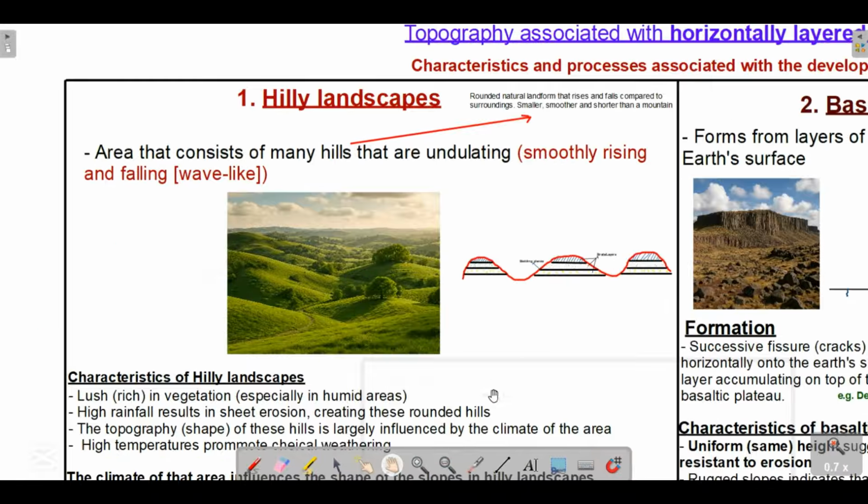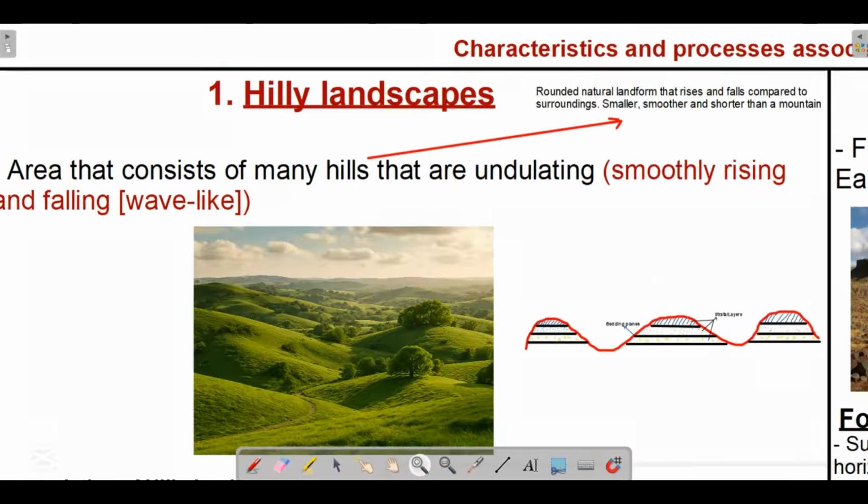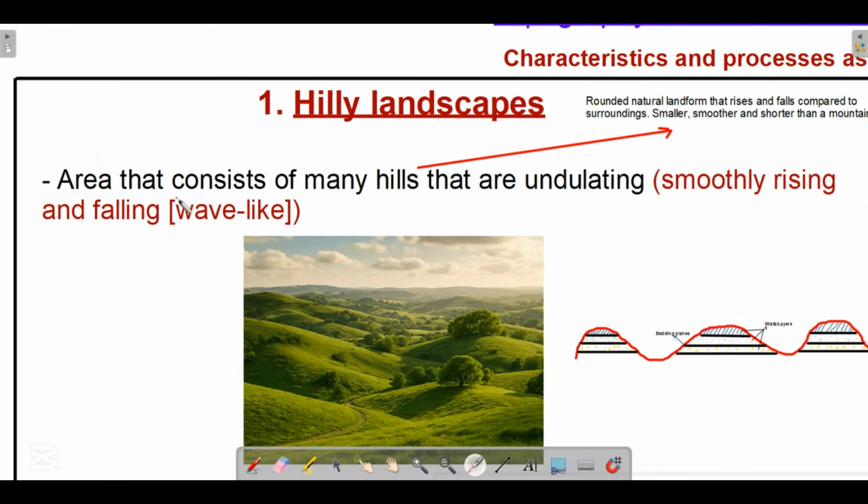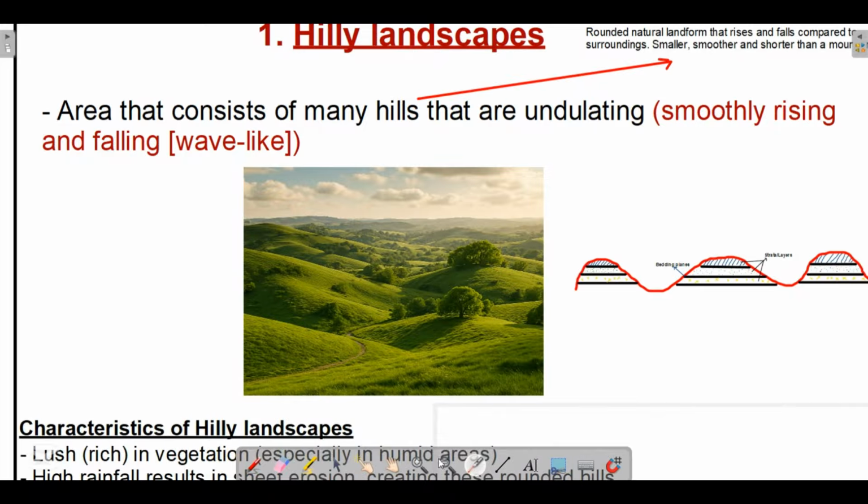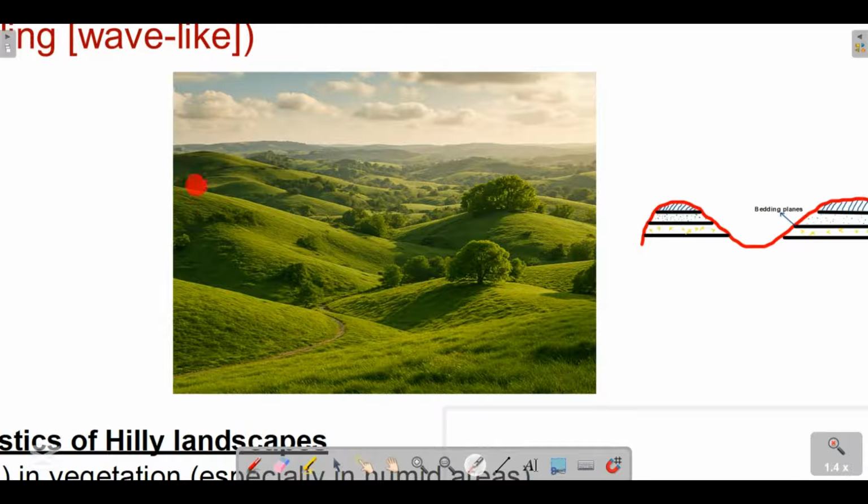So we start off with the first landscape, which is the hilly landscapes. Now, hilly landscapes are simply areas that consist of many hills that are undulating. Undulating simply means smoothly rising and falling, like a wave. You go up, you go down, you go up, you go down. They are round. It's made up of these hills, as you can clearly see here, guys. I got this from ChatGPT. So this hill is going down, and then it goes up, and then it goes down, and so on and so on.